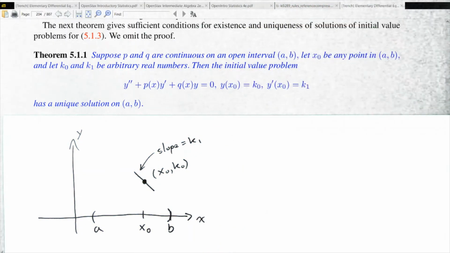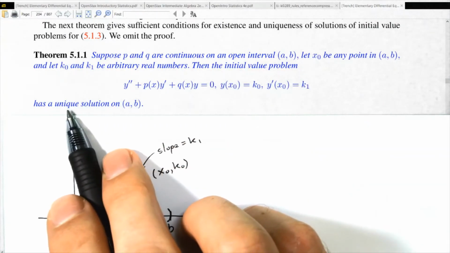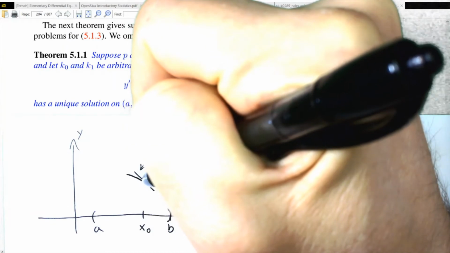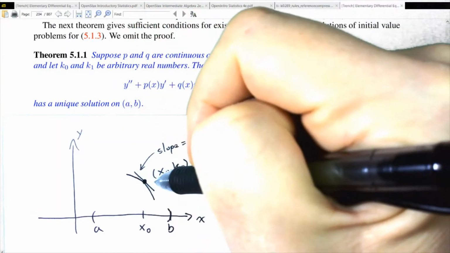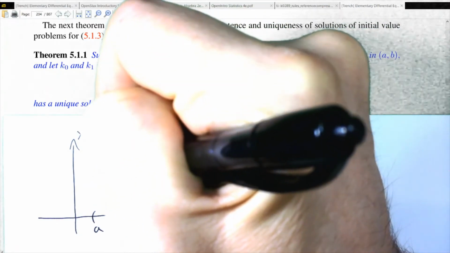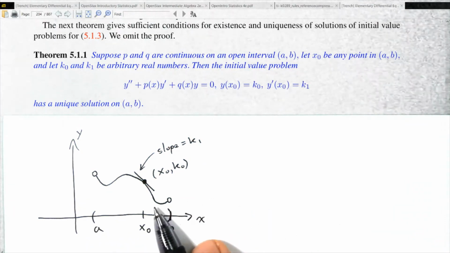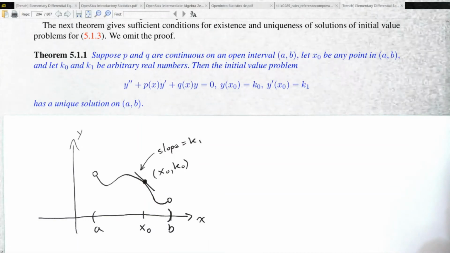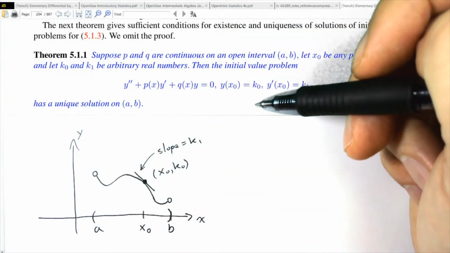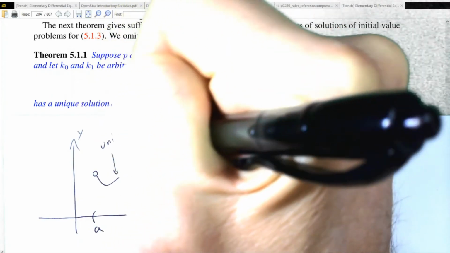So what does the theorem say? It says that this initial value problem has a unique solution on the interval. That means we can expect to find a solution that goes through this point and has that tangent line, and it exists for all x in between a and b. I just drew one possibility of what it might look like here. And it says it's unique, which means that from this point you can't have two different solutions coming out. There's only one. So this is the unique solution.